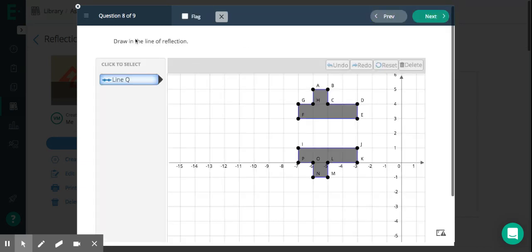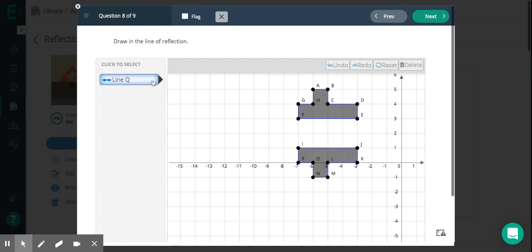So this one, it says draw the line of reflection. So I have my 2 images already, and I want to figure out where they reflected it. Where was my image folded? Now, I'm assuming this one is my original image, and I say that because if you look at the letters here, they start with A, B, C, right? So this would be my pre-image, and then this is my translated image. So if you look, how far apart are they? Well, they're 2 units apart.